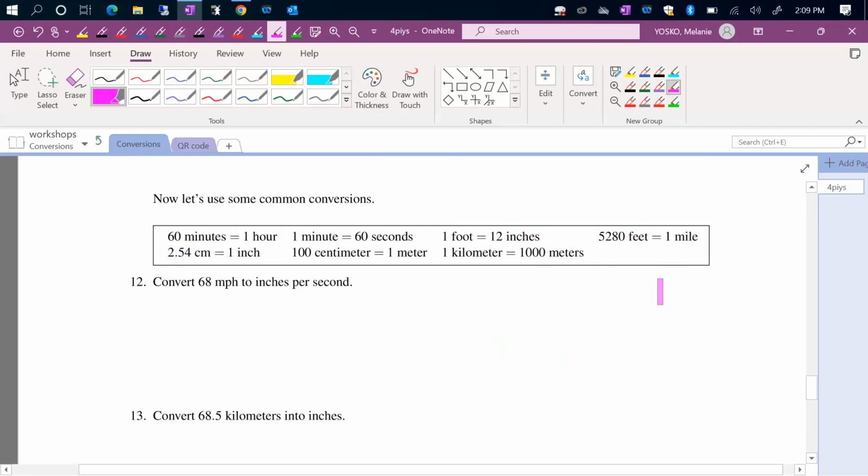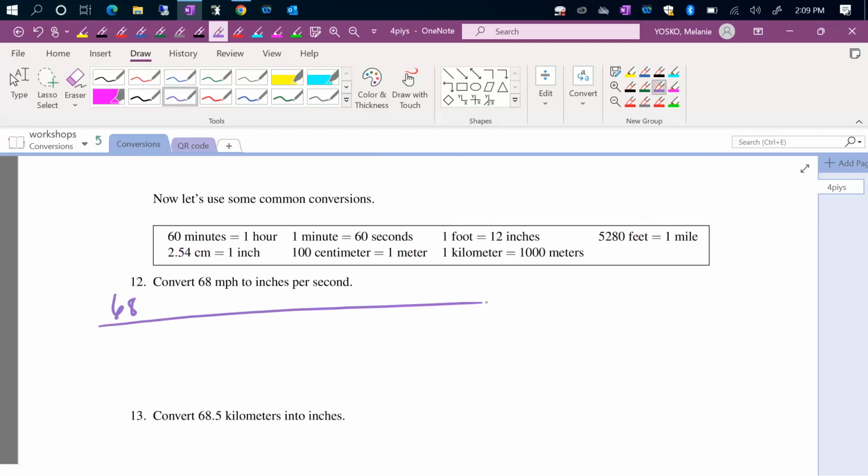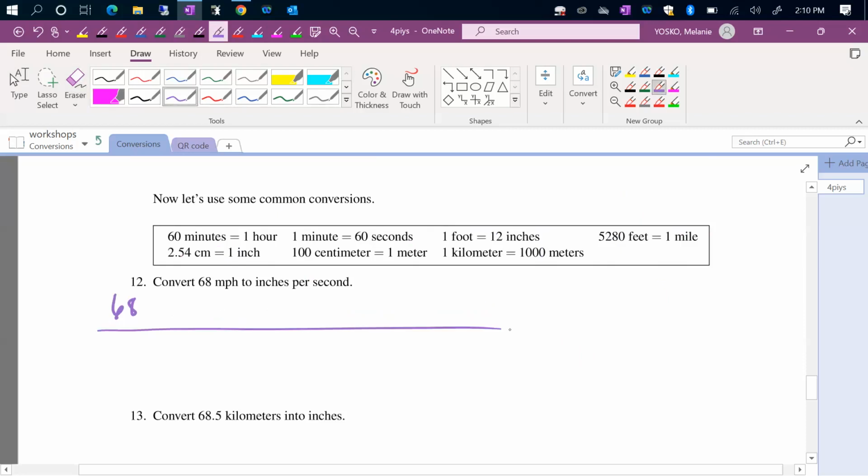Okay, so number 12, convert 68 mph. What is mph? Miles per hour. Miles per hour to inches per second. What do I start with? 68. 68 miles per hour. Okay, but now where do I put my units? So what does that per mean? You told me it's miles per hour, right? So where do I put my units?